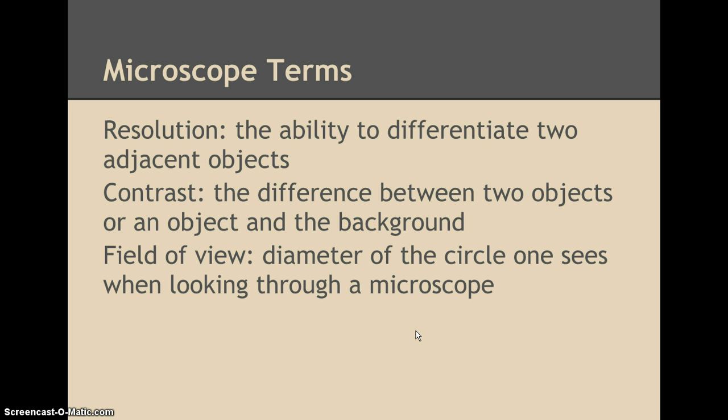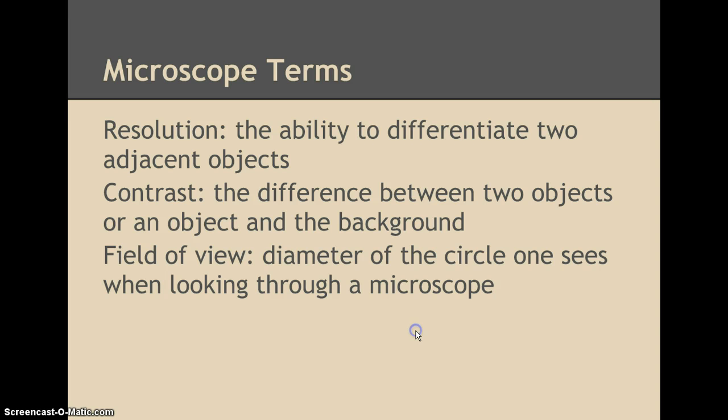There are some terms when using a microscope. There's the resolution, which is the ability to differentiate between two different objects. The contrast is the difference between two objects, or an object and the background. The field of view is the diameter of the circle one sees when looking through a microscope. And then there's the working space, which is the distance between the lens and the slide.